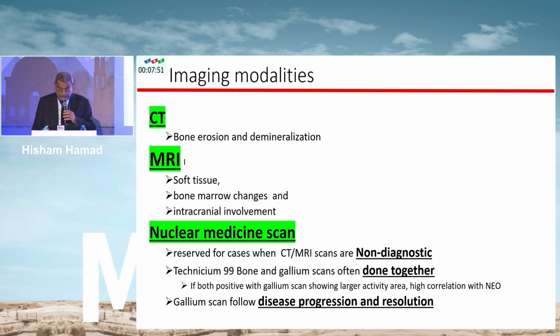Here, the technetium bone scan and the gallium scan are done together. If both are positive and the gallium shows a larger area of activity, this is very suggestive of necrotized otitis externa. Gallium scan can follow disease progression and resolution.